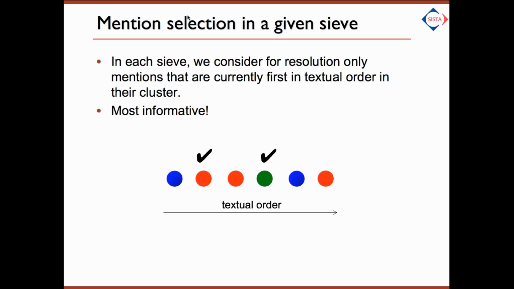Not only does it reduce the search space, it improves your chances, because if you just look at the first mention in the cluster, practically that's the one where you have most of the meat, where you have most of the descriptive terms.